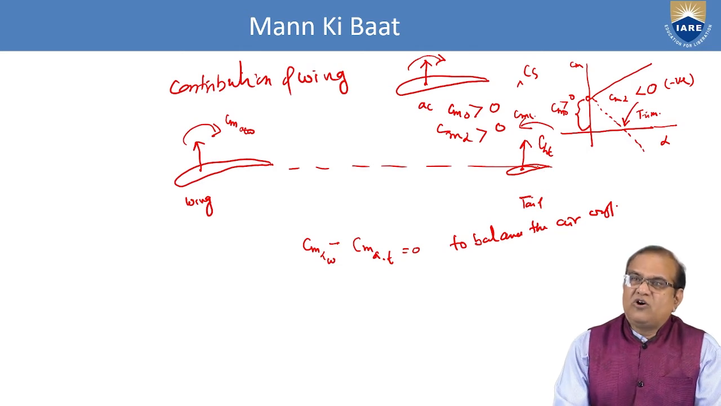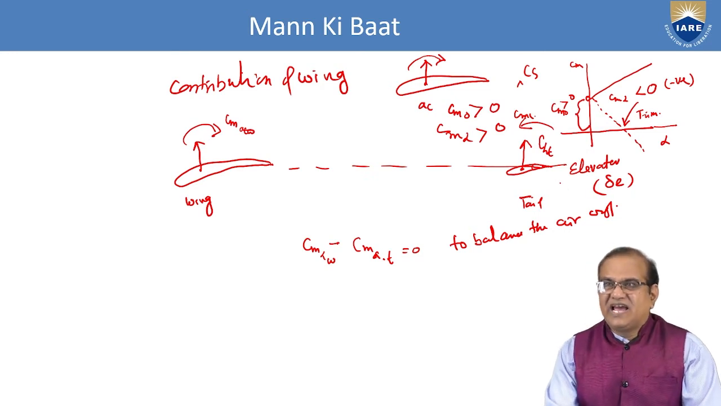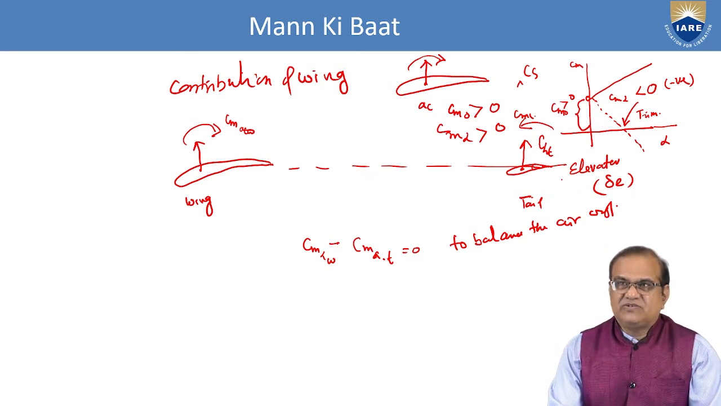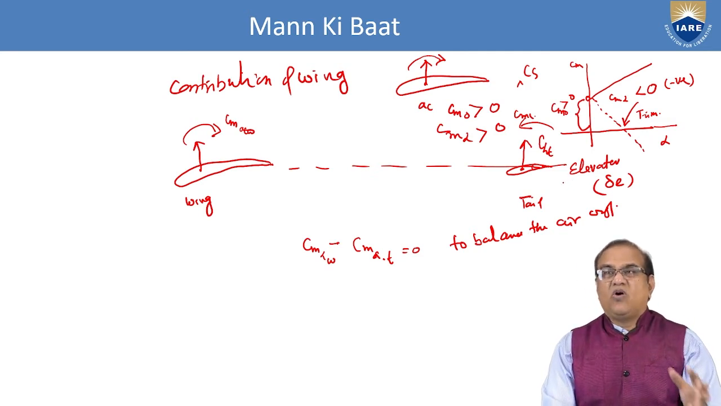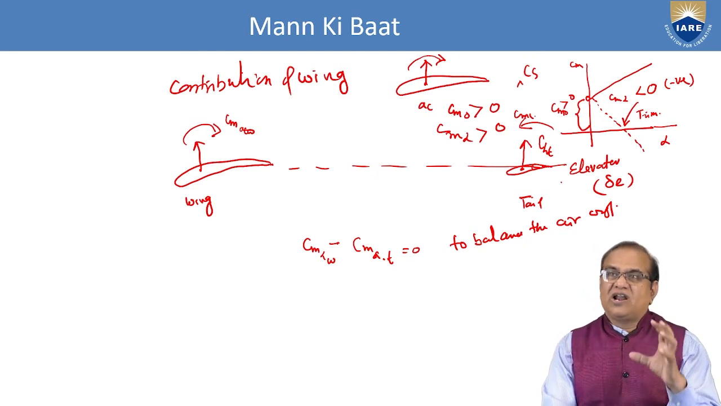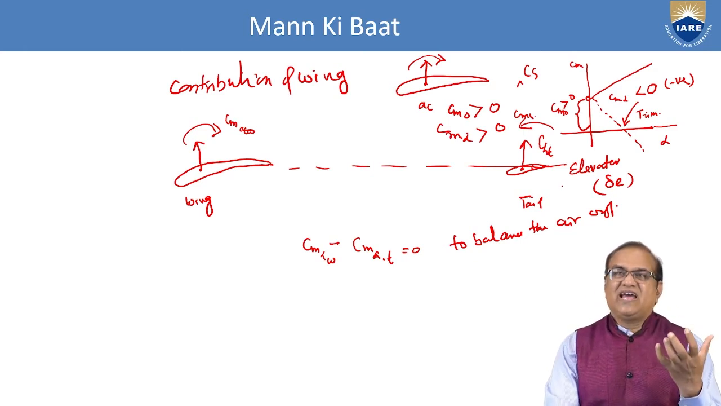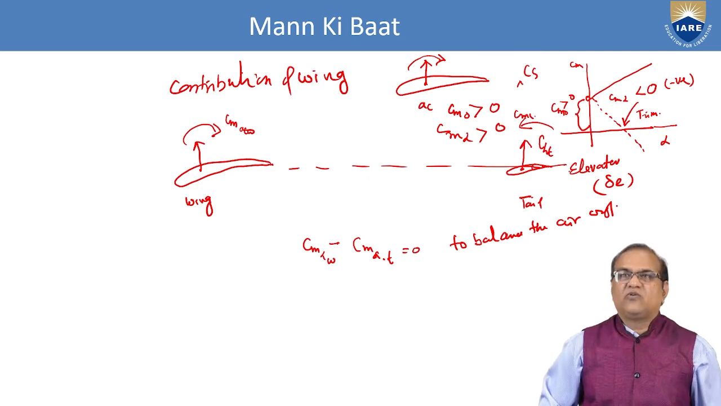Now we have to see about the control. In the horizontal tail, we are putting an elevator, and this elevator deflection is known as delta E. If it is downward it is positive, and if it is upward it is negative. We are going to discuss in this class the effect of control, and here we are talking about longitudinal control. In longitudinal control, the effect of the elevator has to be considered.